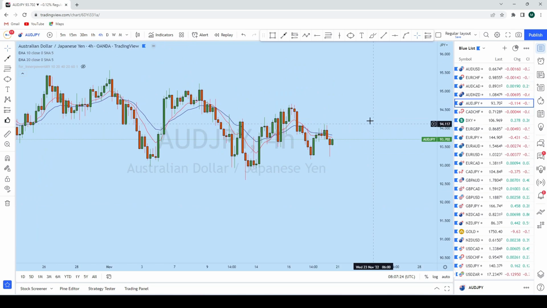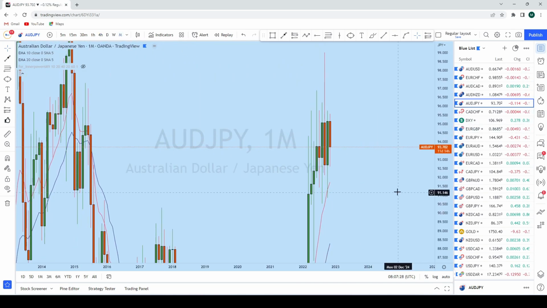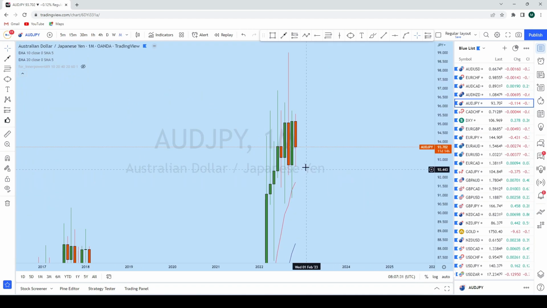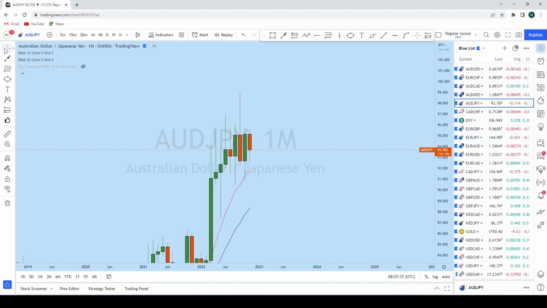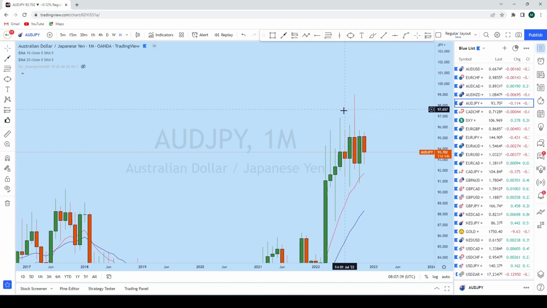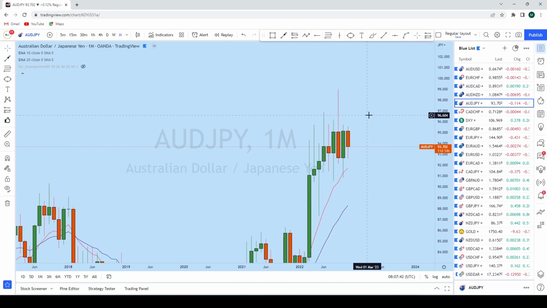Let's see what kind of trading opportunity we have. Now looking at the monthly on Aussie yen, in the same way we see that Aussie yen on the monthly time frame is now a sideways market. Over the long term it was a bullish market, but for a couple of months Aussie yen has just been moving sideways, consolidating.